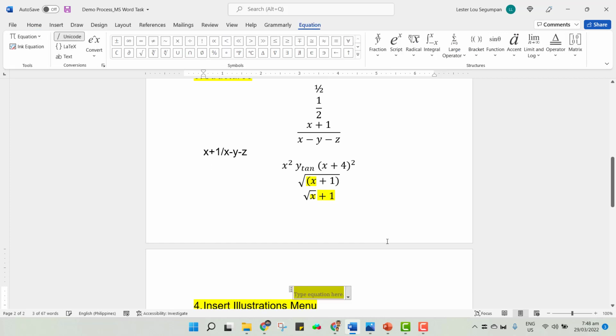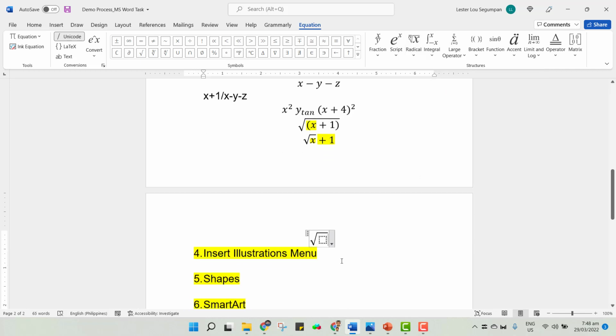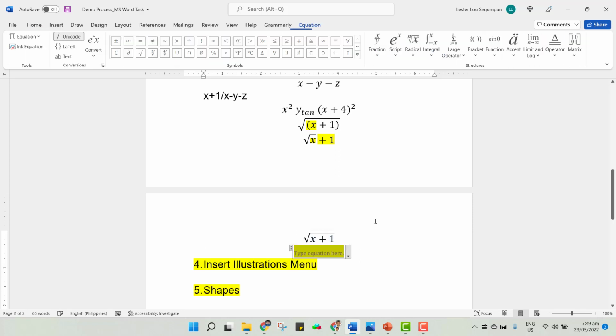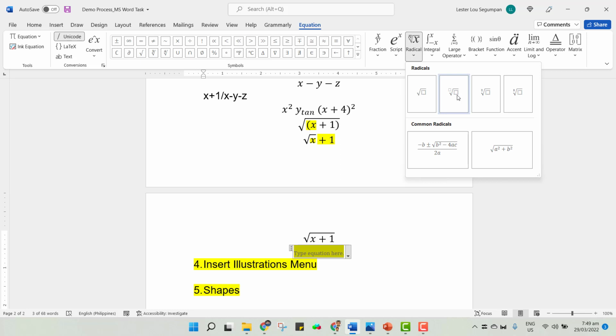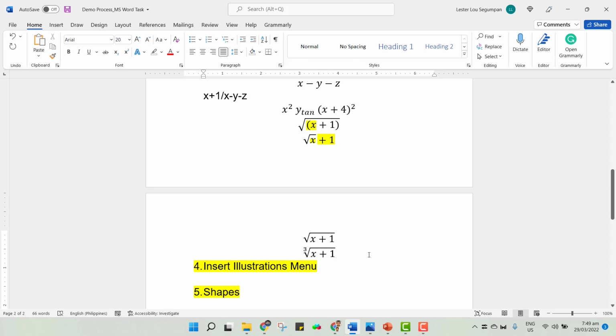So instead of clicking the symbol here for square root, you may use here the radical. Because here, you could also change the index. So if you have this one, and type here x plus 1, you can have that. But if you would like a cube root, change it here. You may have a cube root, but you can also use this. You have here the cube root of x plus 1. Okay? That's for the radical.